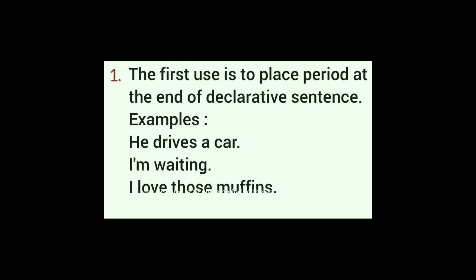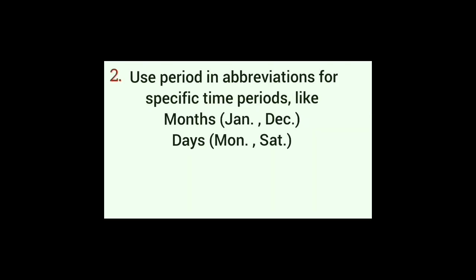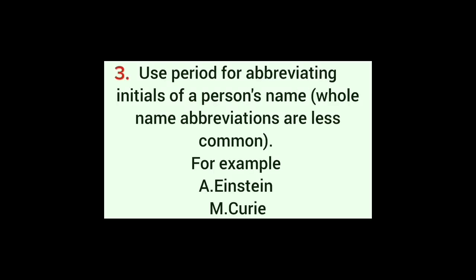The first use is to place a period at the end of a declarative sentence. For example, he drives a car. I'm waiting. I love those muffins. Use a period in abbreviations for specific time periods, like months and days. Use a period for abbreviating initials of a person's name. Whole name abbreviations are less common.